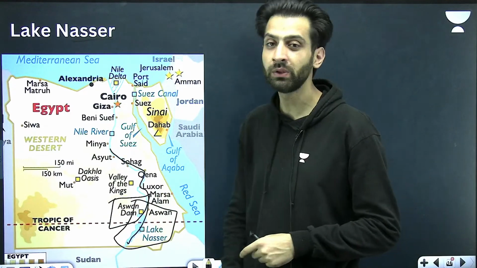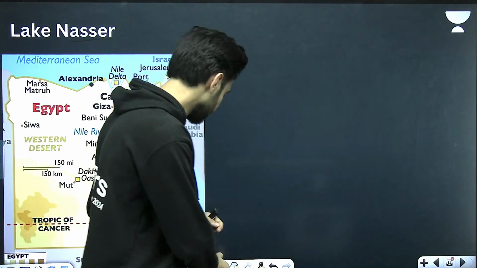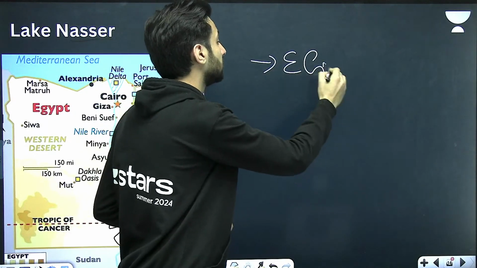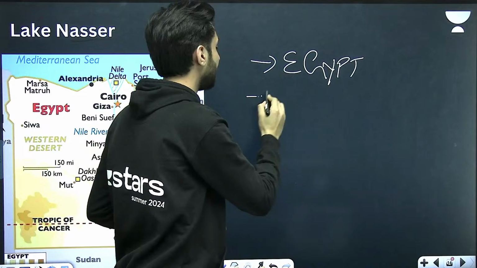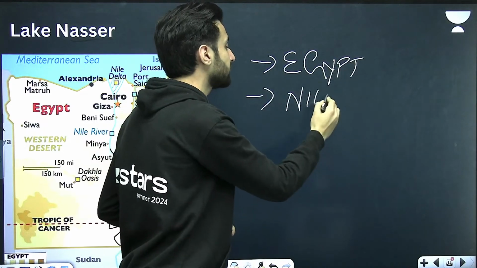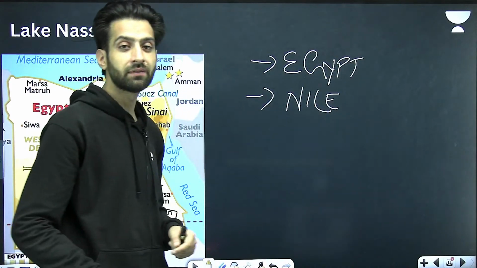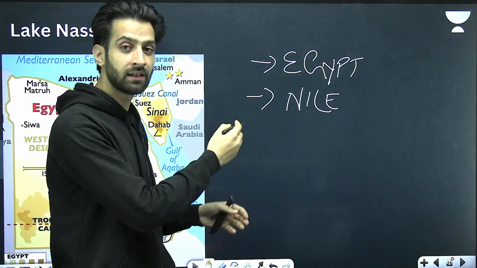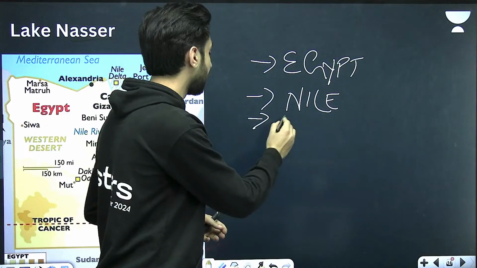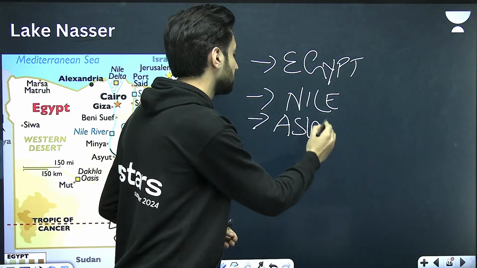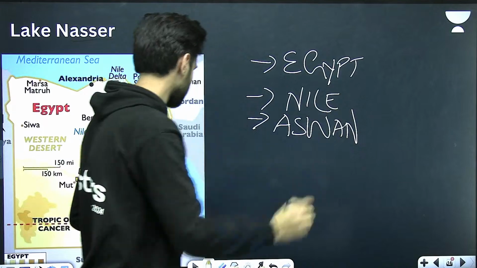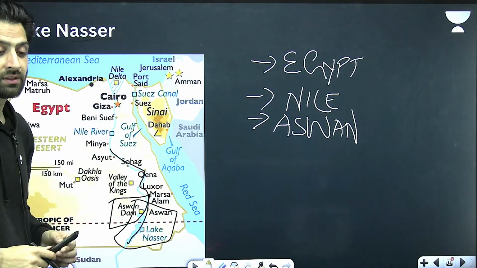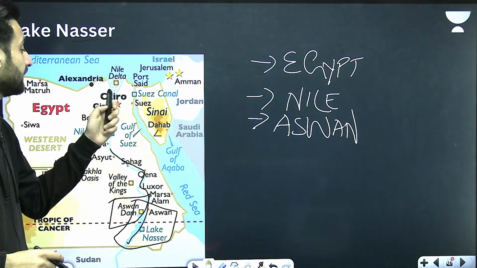So what are the things that you need to remember about Lake Nasser? Number one, it's present in Egypt. Number two, the Nile passes through it. River Nile, as you know, is the longest river. Don't get confused between the longest and the largest. It is the longest river, that is River Nile. And finally, there is a dam, that is Aswan Dam, that is present on the lake. So these are some of the things that you need to know about Lake Nasser.